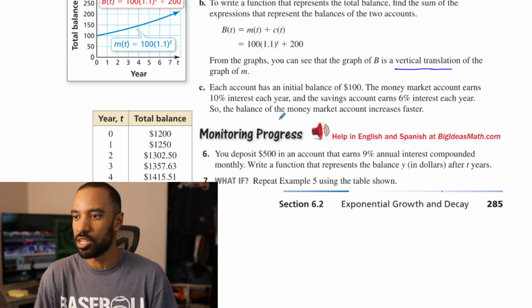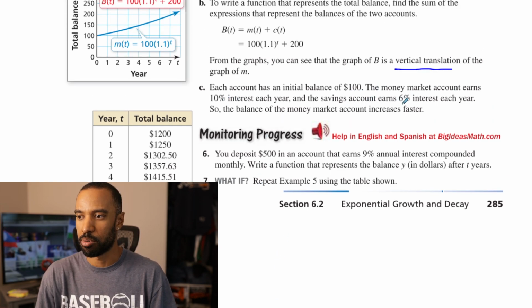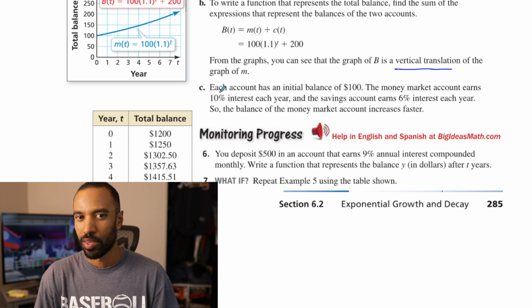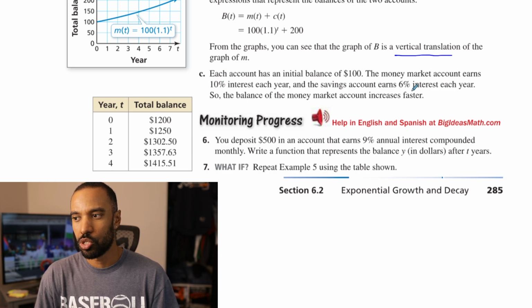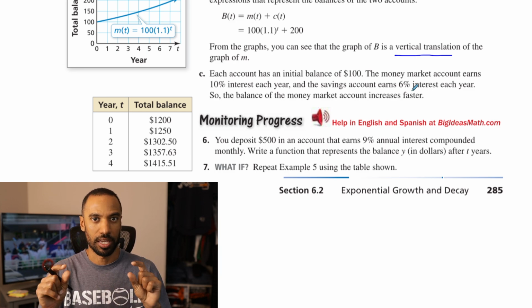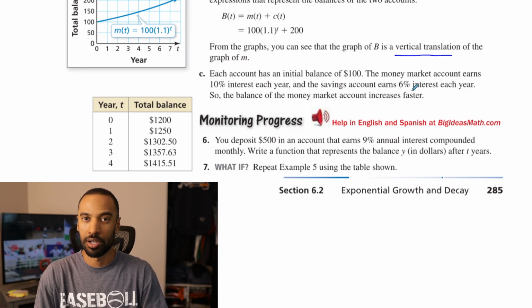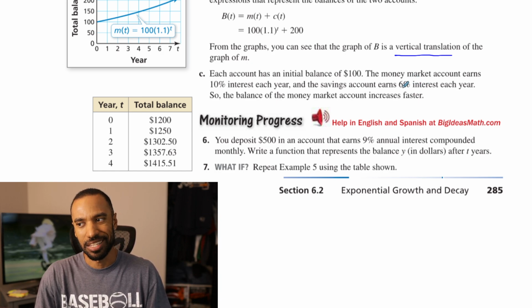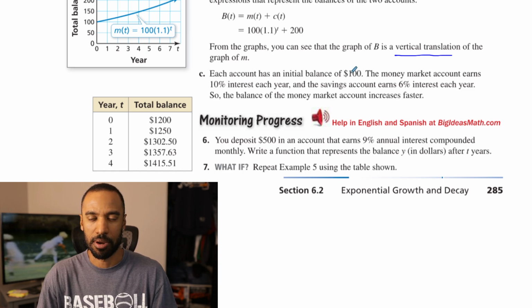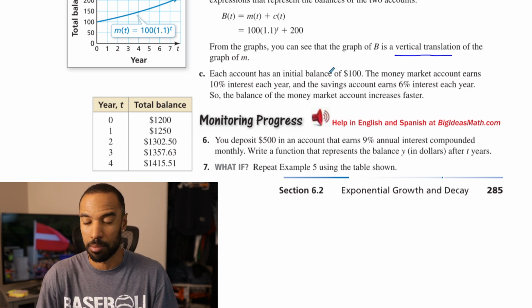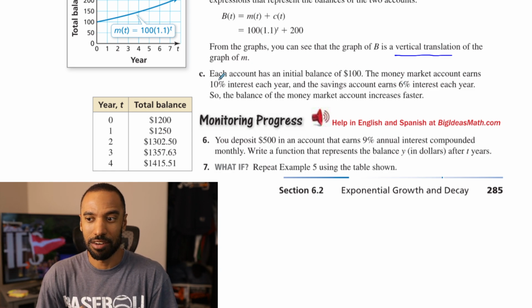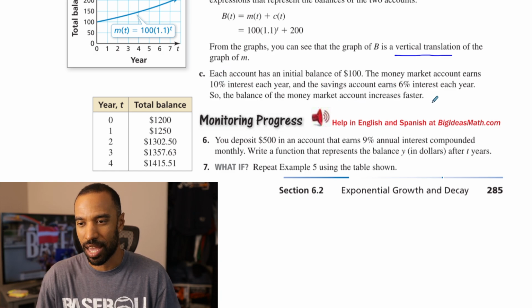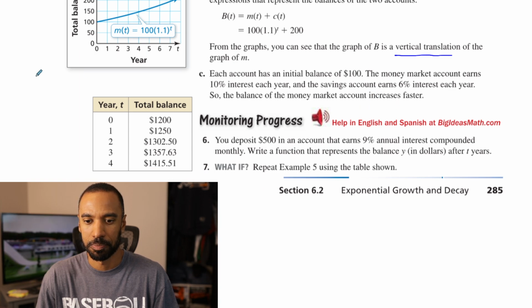they don't really state this part. They say each account has an initial balance of $100. This one earns 10%, whereas this one earns 6%, so the balance of the money market increases faster. They're not wrong, but we do have to take into account that if all things were equal, including interest rates, if you compound more, you will earn more, you'll yield more interest as a result. So 6% is significantly less than 10%. It's almost half the amount in comparison. So compounding monthly will not make up the difference. But if it was 9.9% versus 10%, compounding monthly is probably going to make that difference. So that's an interesting comparison when they state that, because they didn't talk about the compounding effect.